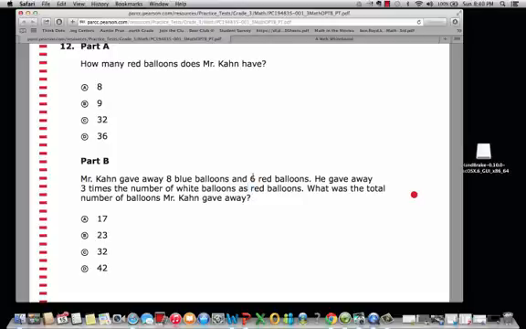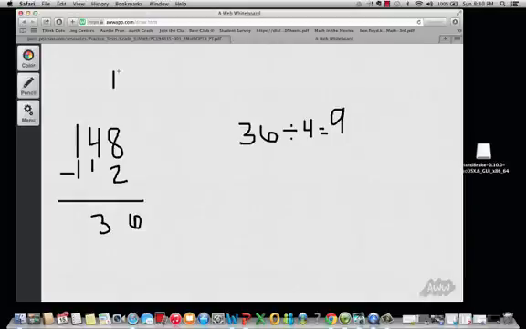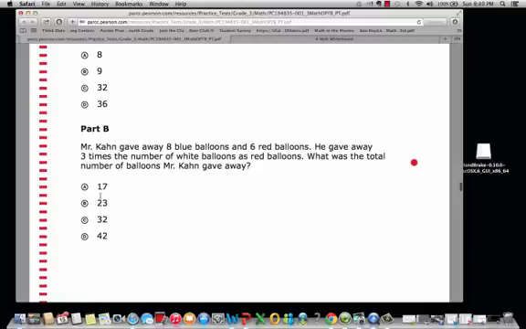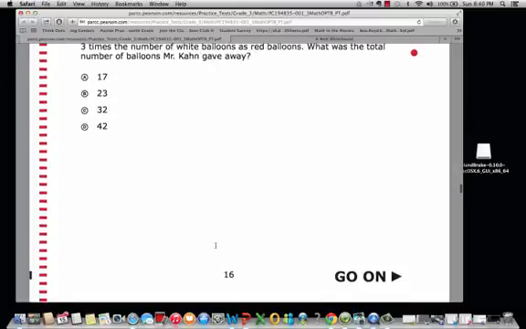If he gave away 6 red balloons, then he gave away 3 times the number of white as red. 3 times 6 is 18. Then you have to go back and add 8 plus 6 plus 18. So 14 plus 18 is 32. That was a lot of steps. You had to think through that carefully. If I were you, I probably would have numbered my steps over to the side on here just so you kept track of what you were doing.